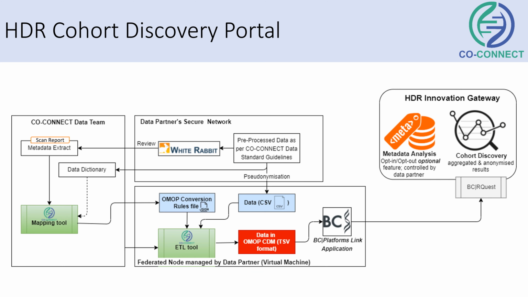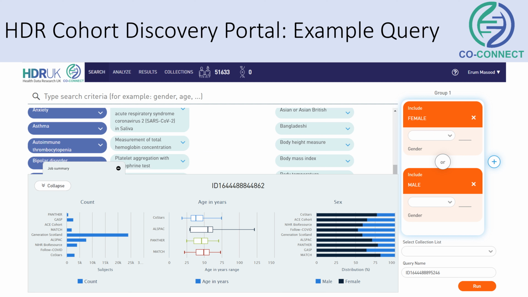BC-Link is connected to BC request. All the queries are run against the data present on the BC-Link, and only the aggregates are returned against the queries that are run on the HDR cohort discovery portal. For details on how these queries are run, please watch part 1 of these video series. This is an example of a query returning aggregate number of records from different cohorts with either male or female sex.